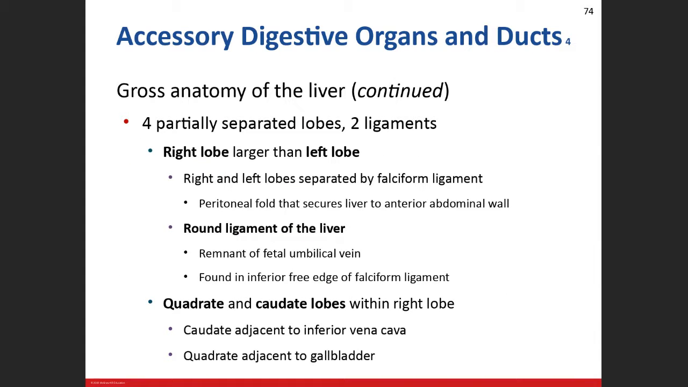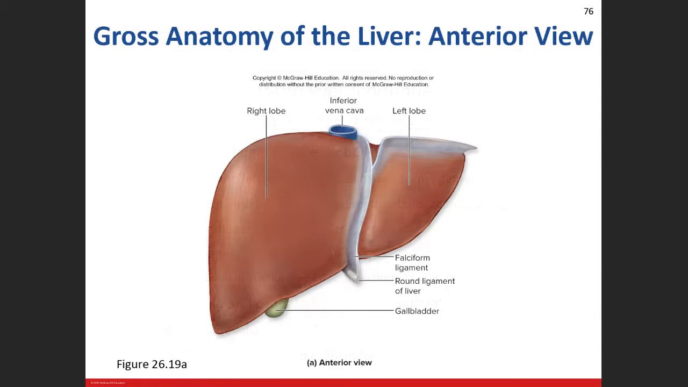So the liver has 4 lobes. Primarily the 2 largest lobes are the right and left hepatic lobes. And then the right lobe has 2 smaller components to that. What separates the right and left lobe is the falciform ligament, which is this guy right here. Here's the right lobe, here's the left lobe, and those 2 lobes are separated by the falciform ligament.